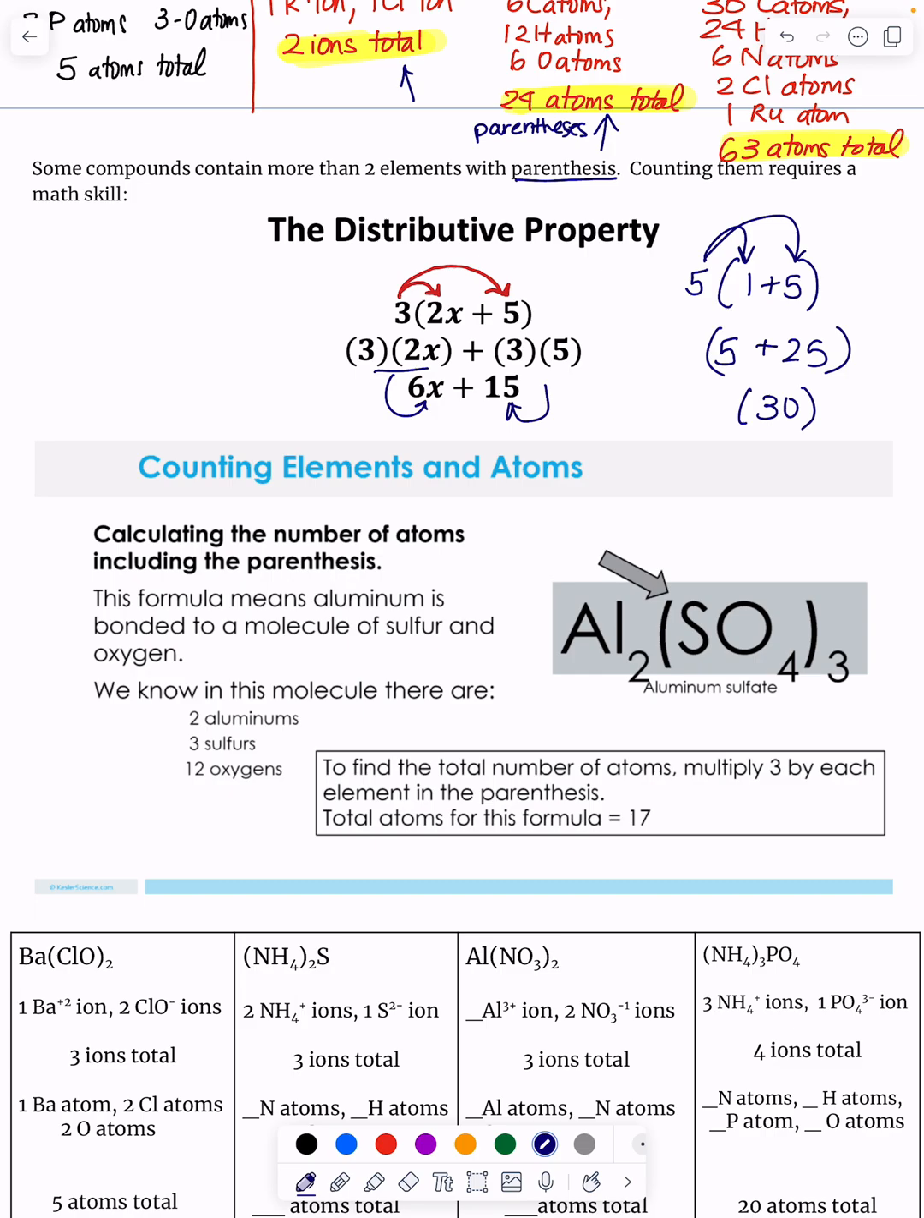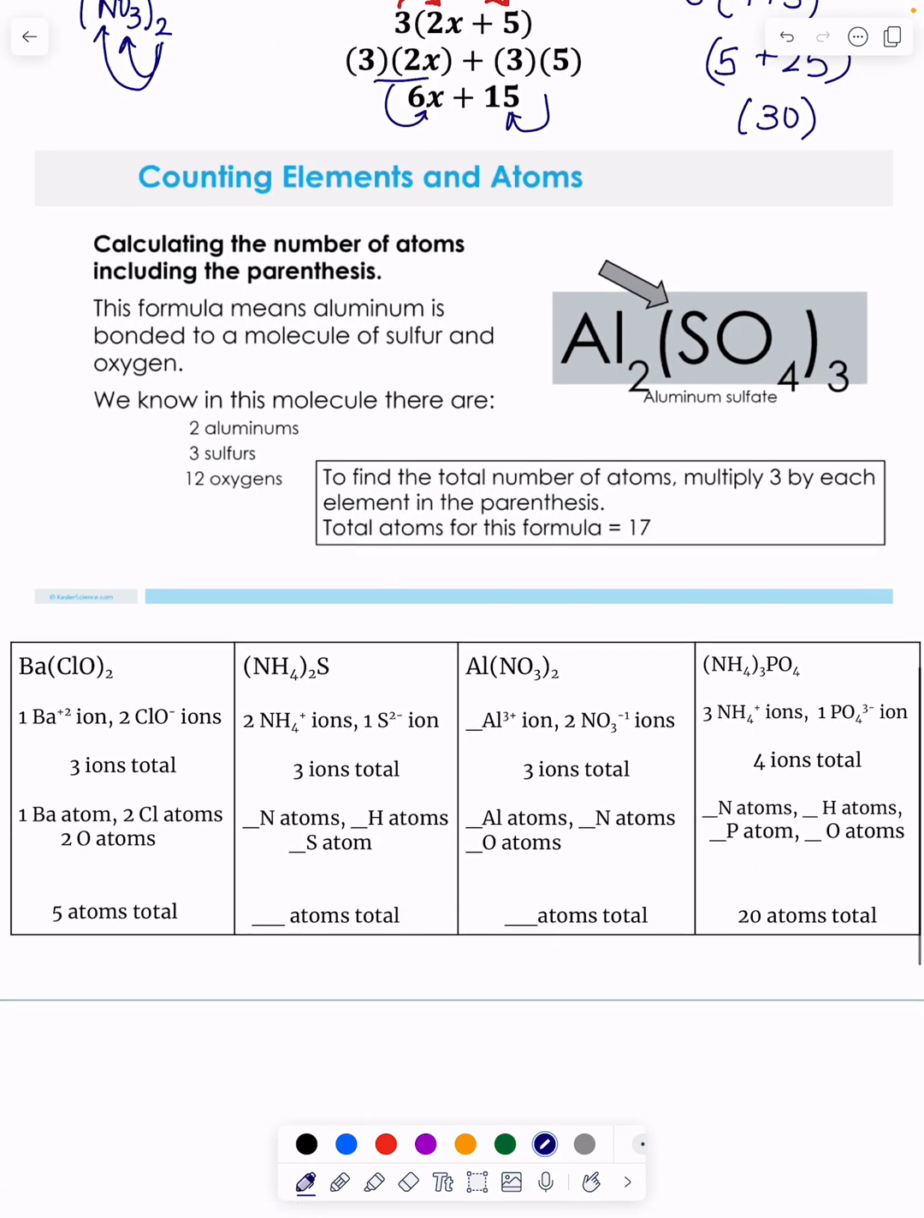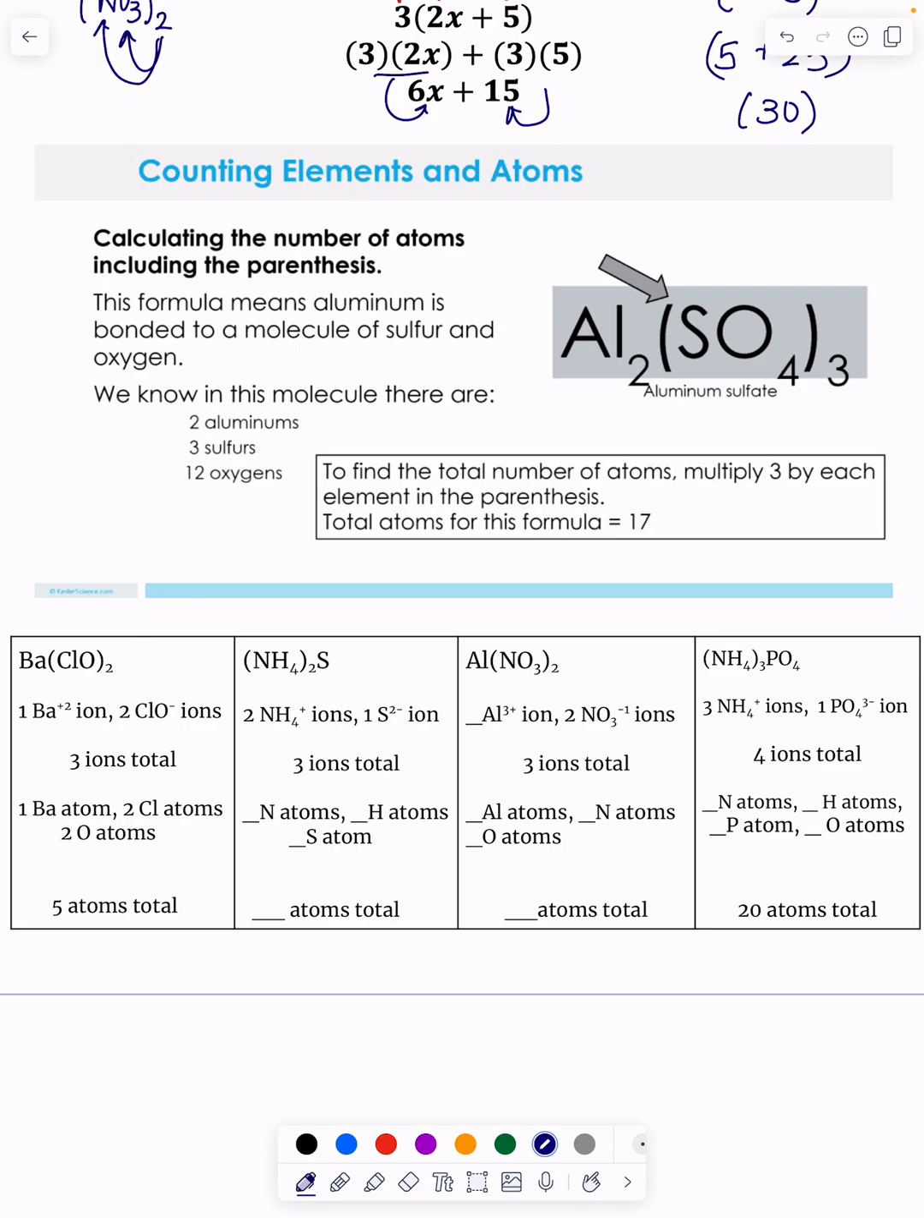For chemistry, we're going to see something like NO3 with a little number on the outside, and we're going to distribute that number in the same way to count atoms. So that's a little preview. So here we go, counting elements and atoms. We could calculate the total number of atoms, including the parentheses.